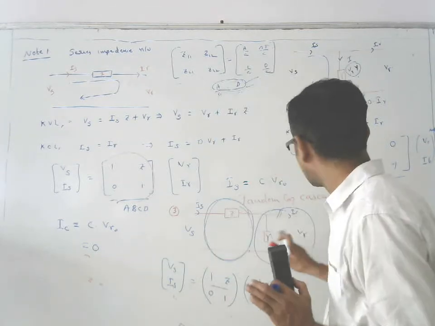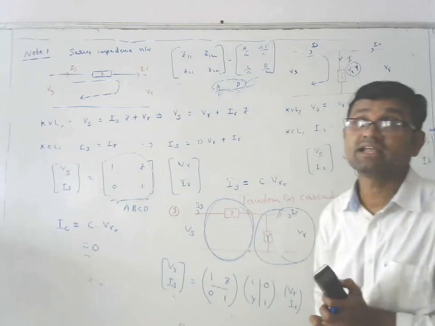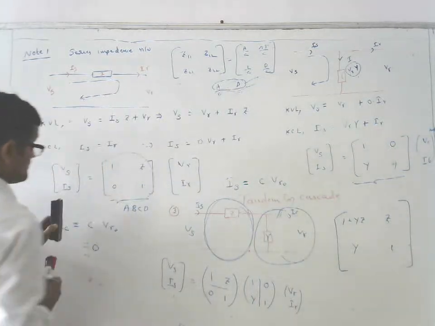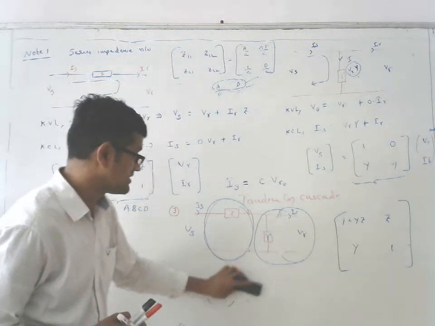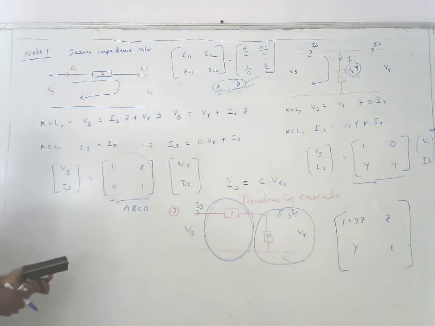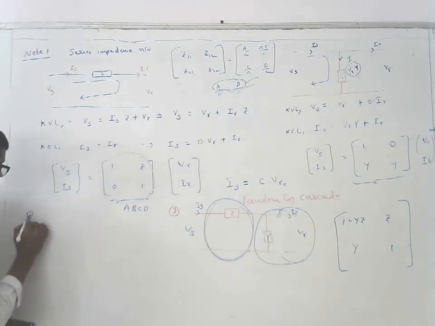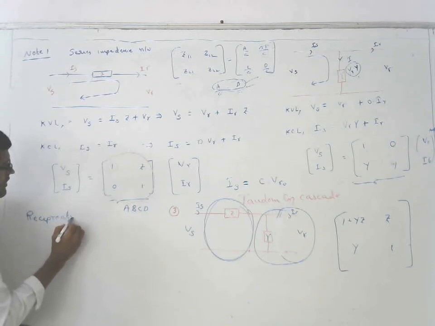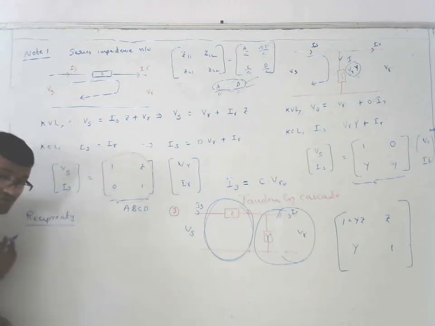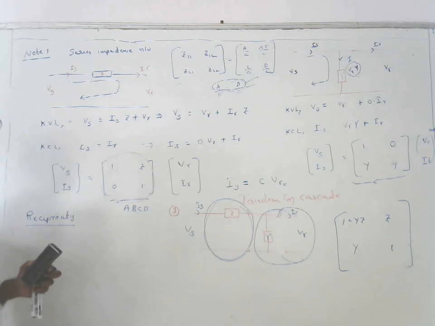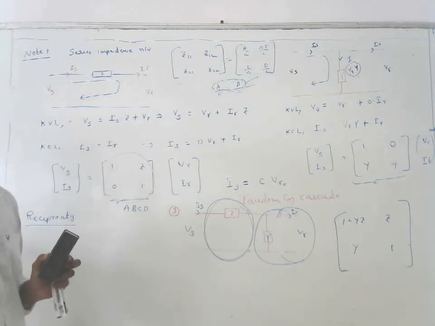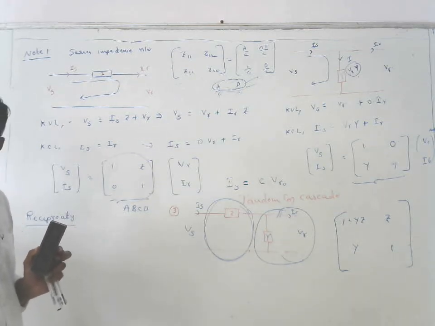Now come to the reciprocity condition. So the reciprocity definition is there. We can call any network a reciprocal network if the network has a single independent source and there should not be a dependent source. Then we can call it a reciprocal network. That's the basic definition for the reciprocity theorem.